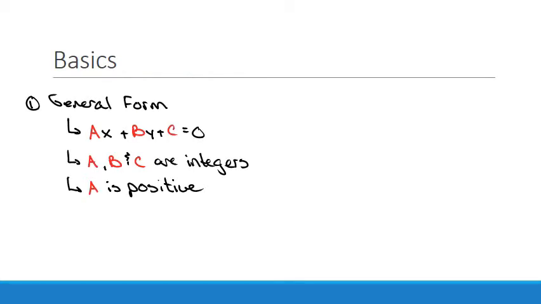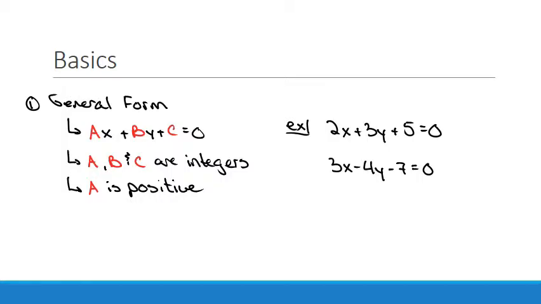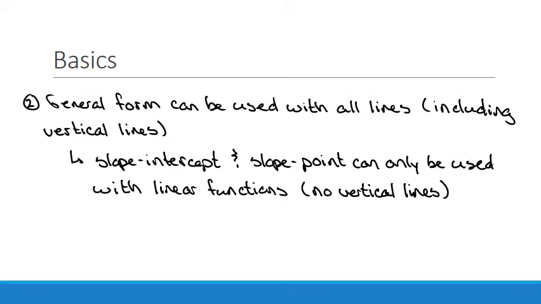First of all, general form has this form right here: ax plus by plus c equals 0. So you can see it's definitely different, right? Everything's on the left side. The A, B, C are integers, so whole numbers, no fractions, no decimals. And the A always has to be positive, so you can't have a negative number in front of that x value. So here's what one could look like: 2x plus 3y plus 5 equals 0. Another one, 3x minus 4y minus 7 equals 0.